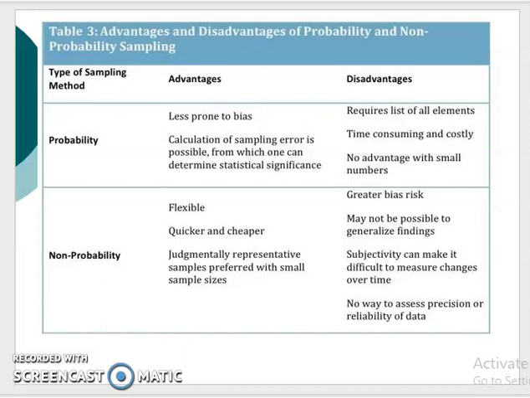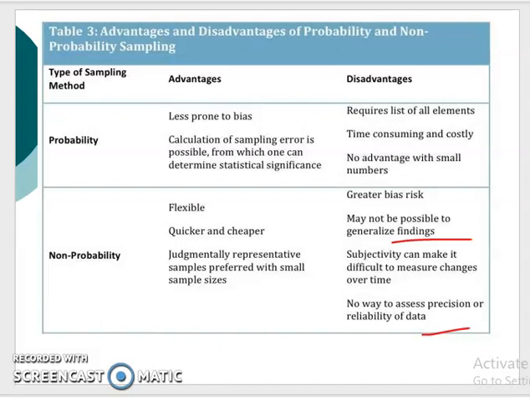Then about the non-probability disadvantages. There is a greater bias risk. It may not be possible to generalize the findings, so that's a disadvantage. Then subjectivity can make it difficult to measure changes over time, and there is no way to assess the precision or reliability of the data. So these are the disadvantages of non-probability sampling.